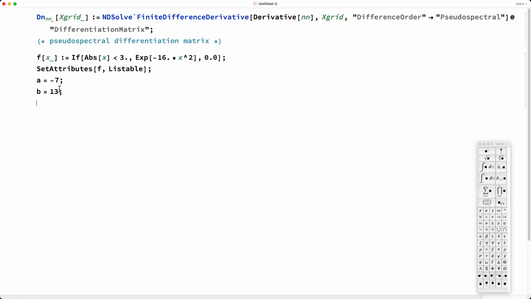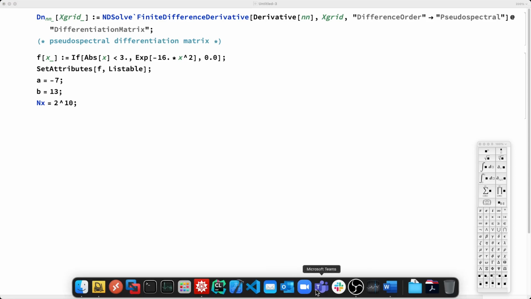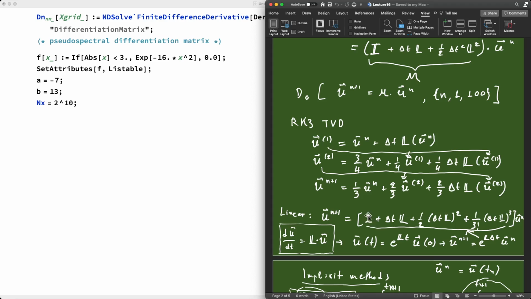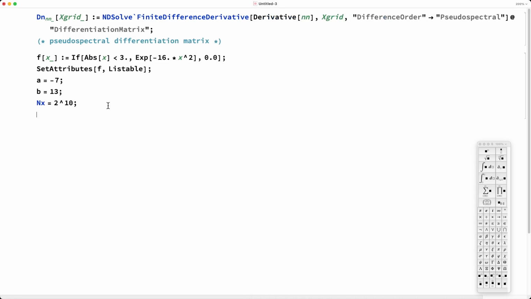So I'm choosing a b that's greater than a to give more space to the right for the Gaussian to move to the right. And then let's suppose that we use a number nx, the number of spatial grid points, that's 2 to the 10. That's 1024. And I'm going to need the identity matrix. As we showed in the last video, the identity matrix shows up here. So let's construct that. And for convenience, I'm going to define nx minus 1 to be this number.